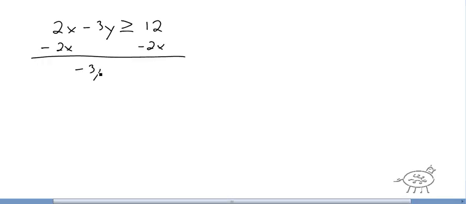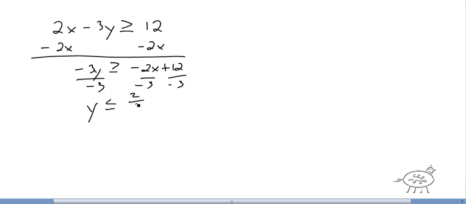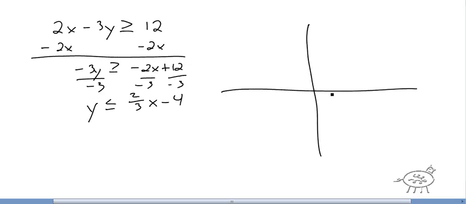So I'm going to subtract 2x from both sides and get negative 3y is greater than or equal to negative 2x plus 12. Divide everything by negative 3. So y, you switch around the inequality. It's positive 2/3 x minus 4. So we graph it. Down 4 and up 2 and over 3. It's a solid line.